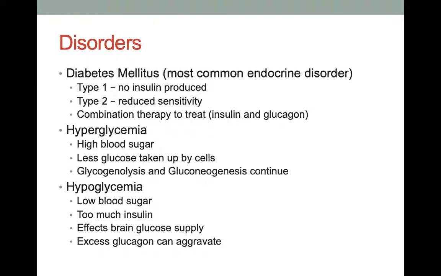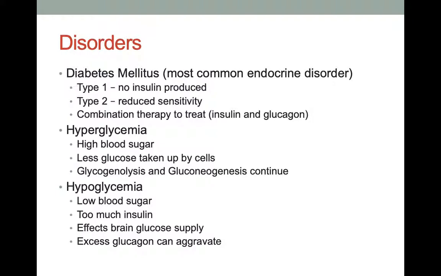Some disorders were discussed within this. Diabetes mellitus is the most common endocrine disorder. In this condition, you have problems with insulin. Either it's not produced at all, as you see in type 1 diabetics, or there's reduced sensitivity because of overexposure to the insulin or the high blood sugar levels, as you see in a type 2 diabetic. Both of these end up in elevated blood glucose levels, or hyperglycemia.